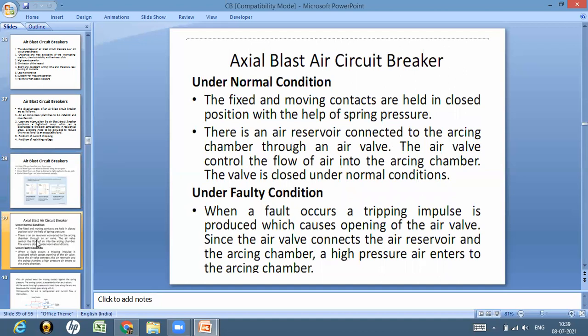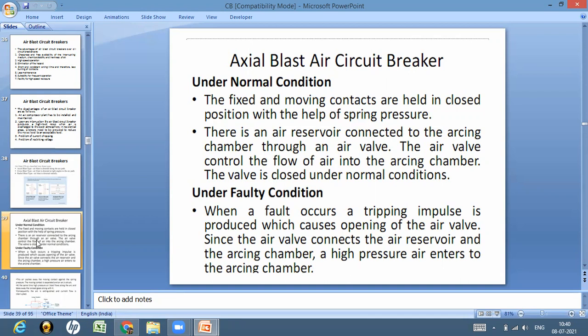Number one is the axial blast circuit breaker. As I already told you, in an axial blast the blast of air is in the same direction as the arc. Whenever a very heavy current flows through the circuit breaker, it starts operating and its moving contact is pulled apart from the fixed contact. When the contacts move apart, an arc is struck between them. If the blast of air is in the same direction as the arc, it is called an axial blast circuit breaker.